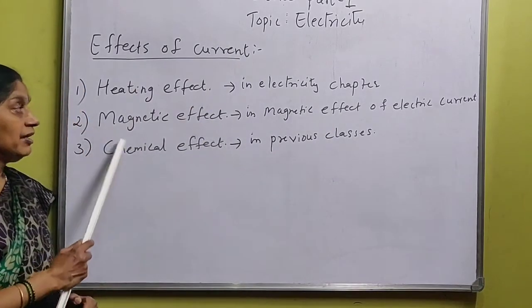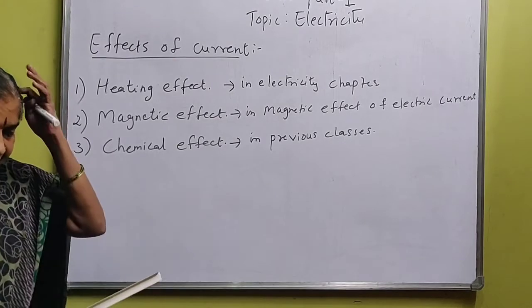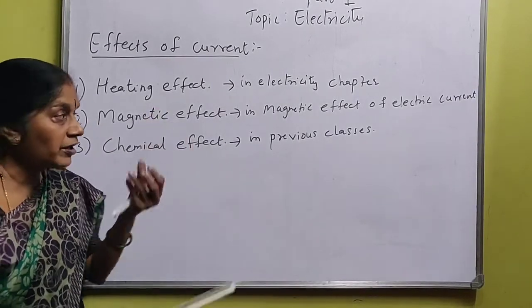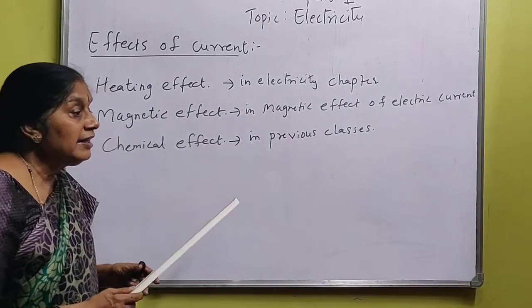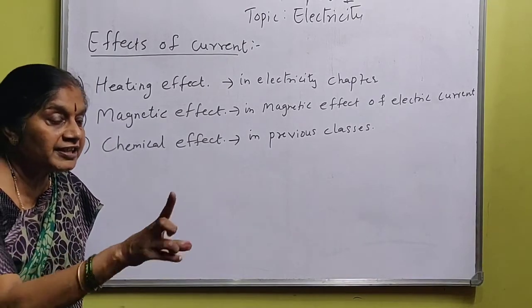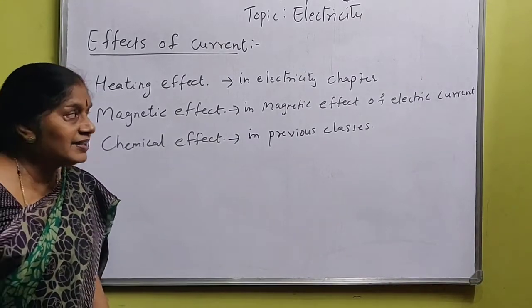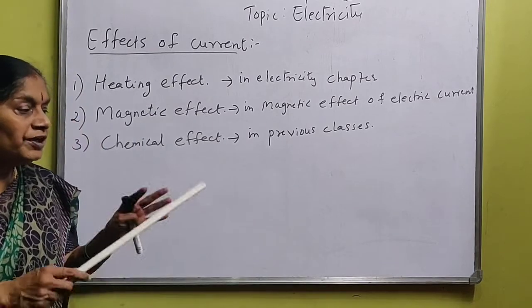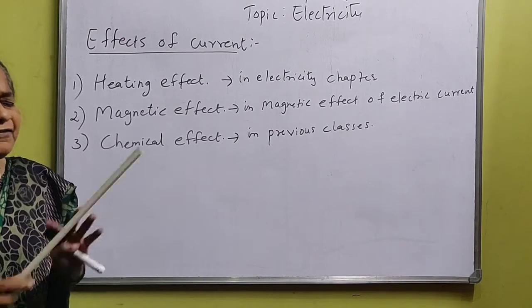Similarly, the next is magnetic effect. What is meant by magnetic effect? If a magnetic needle is brought near a conductor carrying current, immediately the magnetic needle will deflect. Deflection is there, movement in the magnetic needle is there. That means the electric current has magnetism, which makes the magnetic needle deflect.